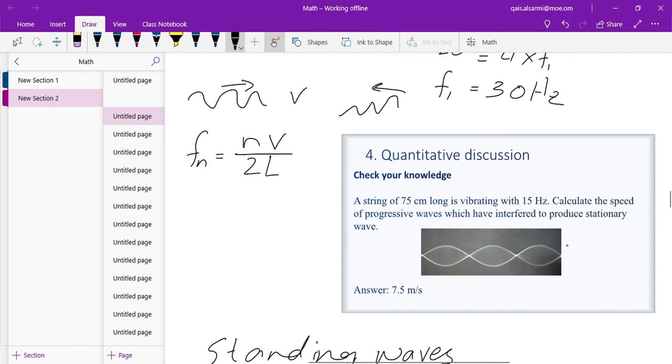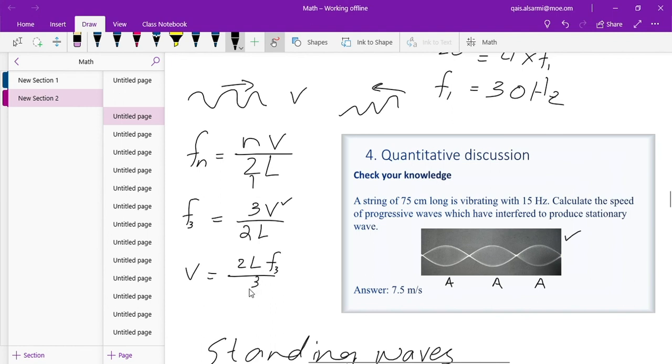Now look at the picture, pause the video and ask yourself which mode of vibration this is. If you count the number of antinodes here, 1, 2 and 3, there are 3 antinodes. So 3 antinodes means the string is vibrating in the third mode of vibration. So I'll write here F3 equals 3V, because n is 3 here, over 2L. Now the physical quantity which I'm going to calculate is velocity, so make velocity the subject.